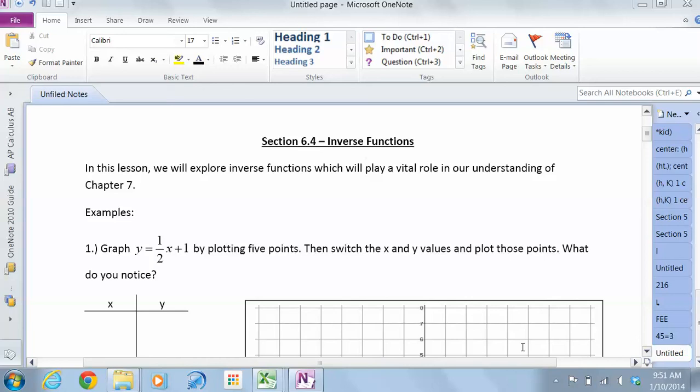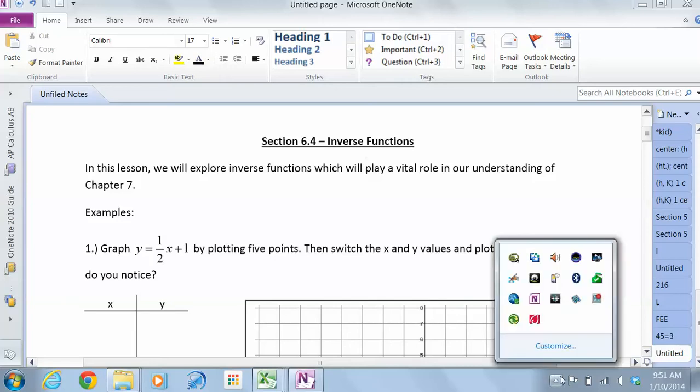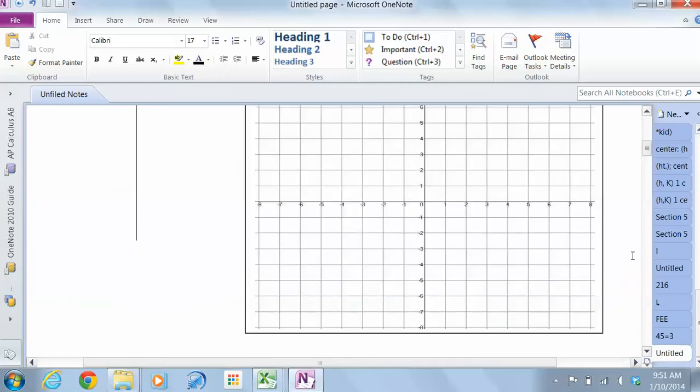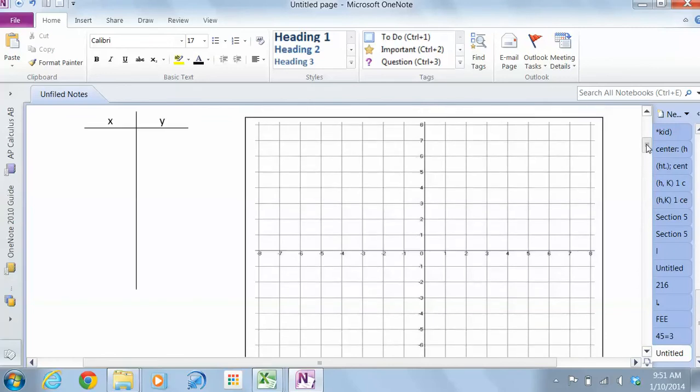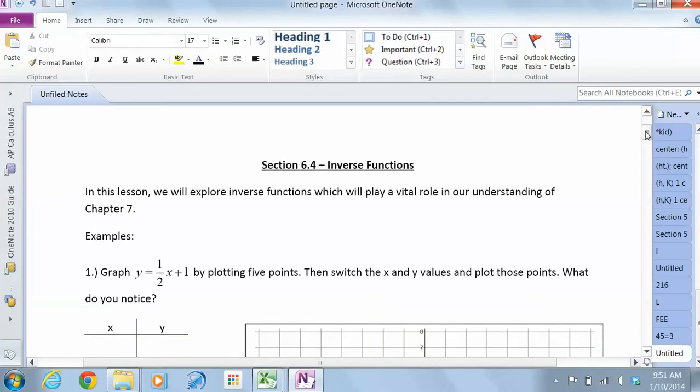Hello, welcome to a new video on section 6.4, which is titled Inverse Functions. In this section, we're going to talk about something new, and it will play a vital role in understanding Chapter 7.